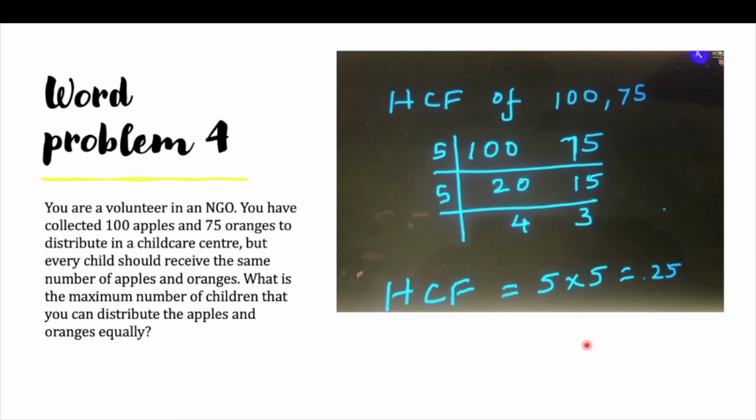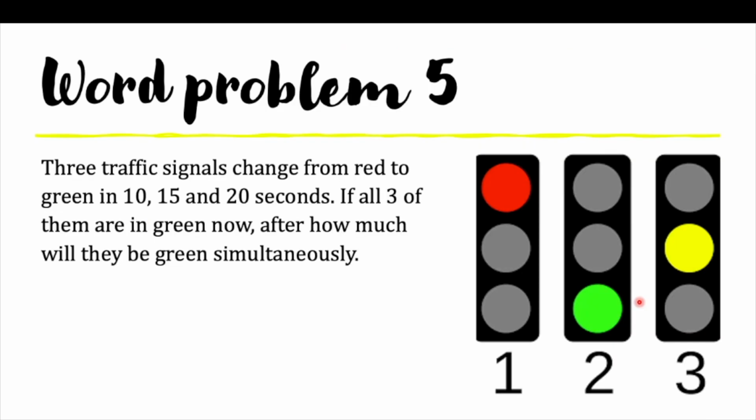Which means that each child would get 4 apples and 3 oranges. Correct? Because 100 divided by 25 would be 4, and 75 divided by 25 would be 3. So you can distribute it to 25 children, and each child will get 4 apples and 3 oranges. So that's how the problem can be solved.